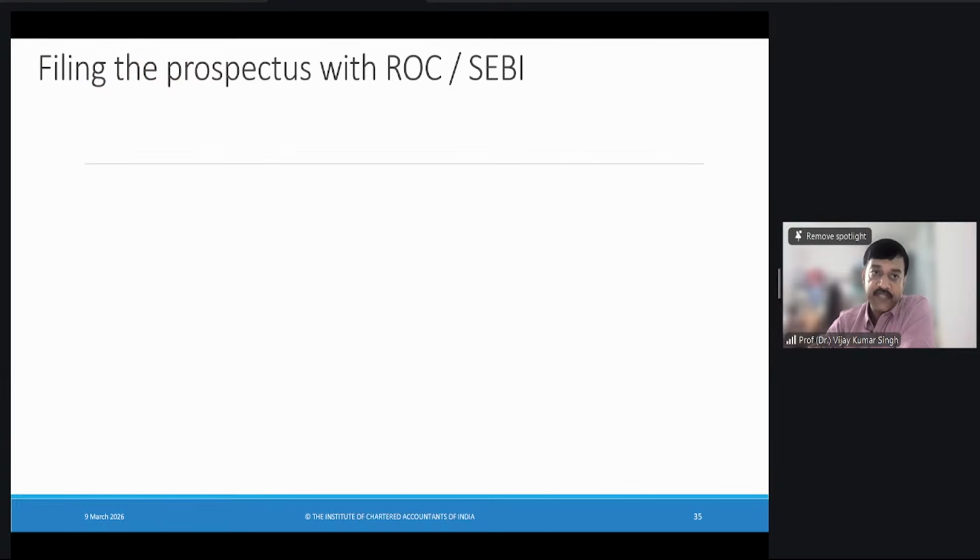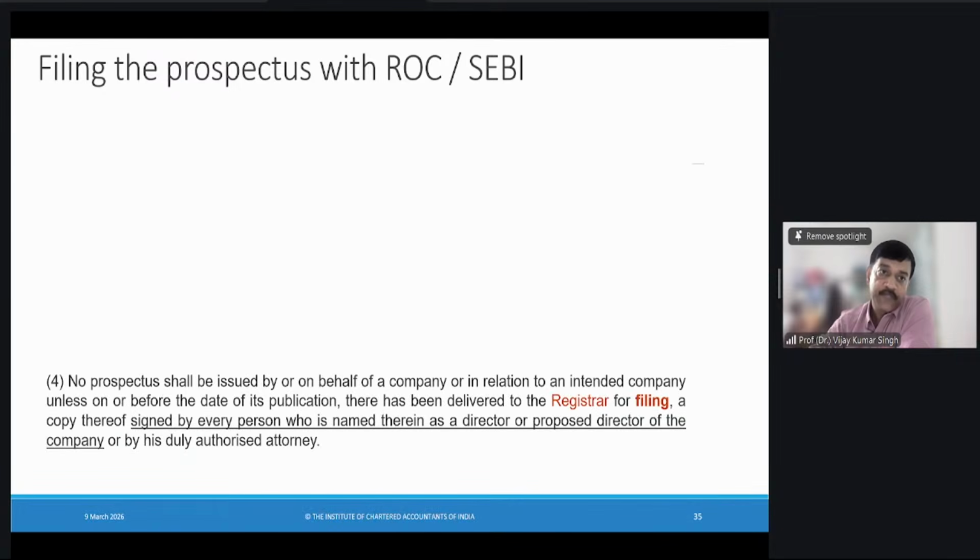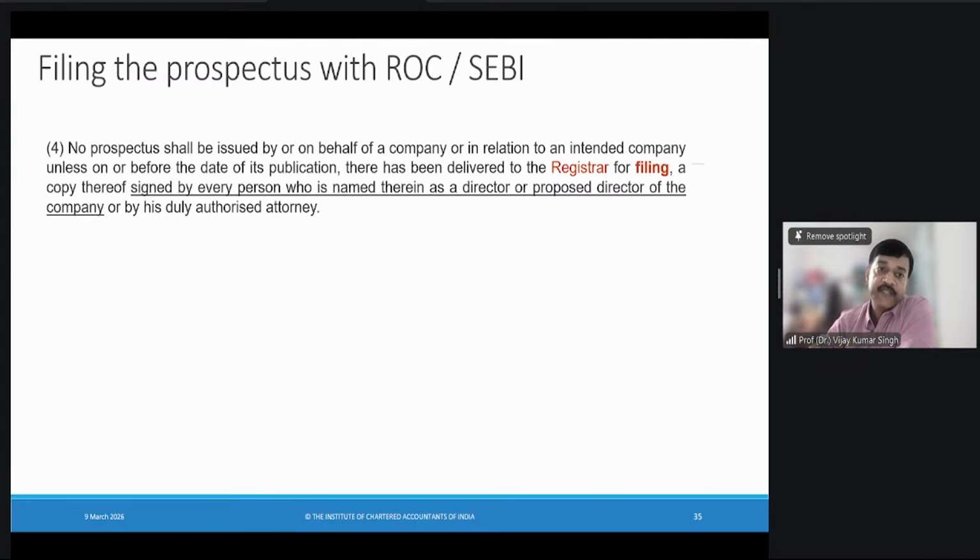prospectus. Now there is a requirement of filing the prospectus with ROC and SEBI. So subclause 4 of section 26 requires that no prospectus shall be issued by or on behalf of a company or in relation to an intended company unless on or before the date of its publication there has been delivered to the registrar for filing.